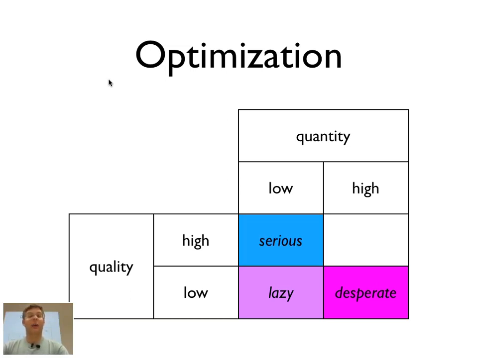Now, if you do high quality but low quantity, you're probably a serious researcher. It means you have an emphasis on quality, that's what you do, and yes, it's only 3 papers instead of 5 papers a year, but those ones really are good. And of course, if you're really good, you can win a Nobel Prize.